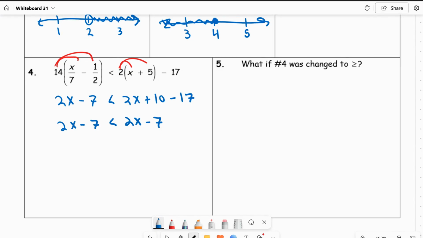So now we have the same thing on both sides. So no matter how I do this, we'll get the same result here. So let's actually subtract 2x from both sides, because then you will see that we have negative 7 is less than negative 7. This is where you guys will have to use a little bit of logic. So negative 7 is equal to negative 7, but it's not less than. So in this case, this is a false statement, which would mean that I would have no solution.